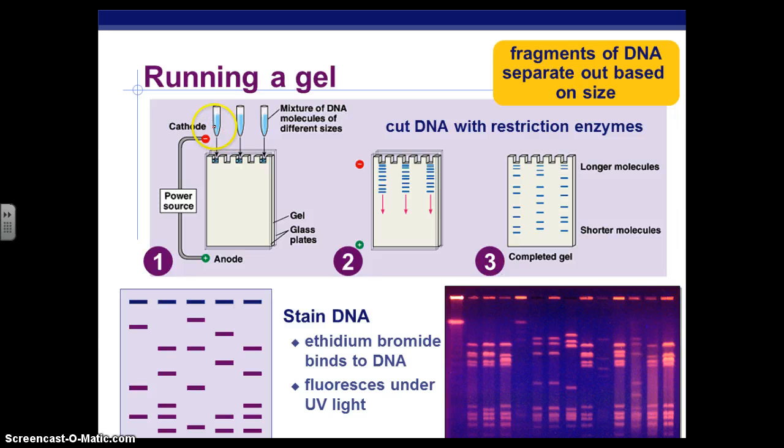So here we have our DNA samples, and we're going to pipette them into the well. These are called wells, and then we apply a current, and the current will cause the DNA molecules to move down the gel according to size. The longer molecules will stay up top, on top of the gel, and the shorter DNA molecules will make bands towards the bottom of the gel.